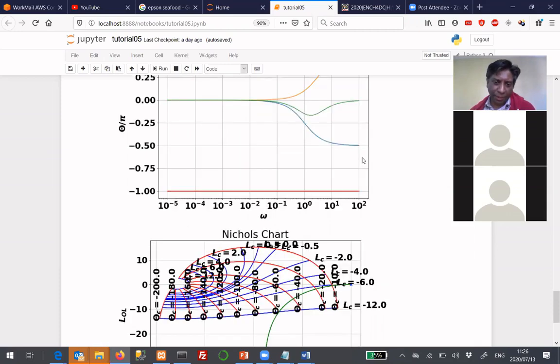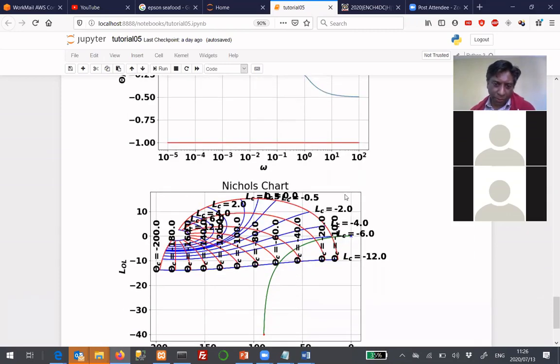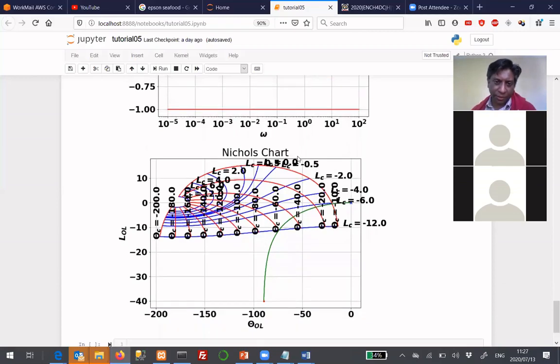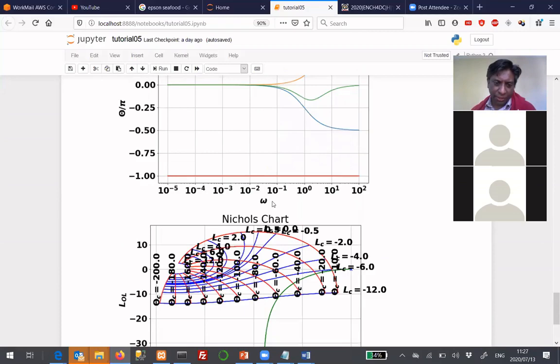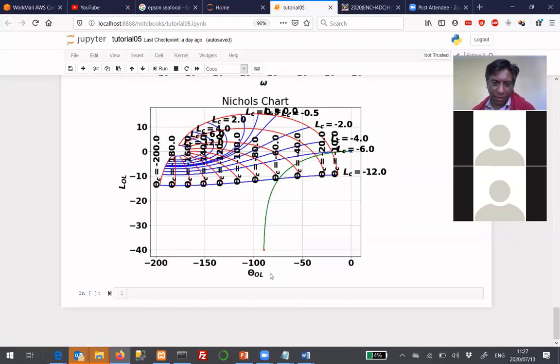For right now, let's not worry about all this stuff going on here. We'll explain these closed loop lines later on. For now, let's just think about how we would plot on the Nichols chart. The Nichols chart doesn't show us the frequency omega anywhere, and that's because this is a locus of points in L and theta.